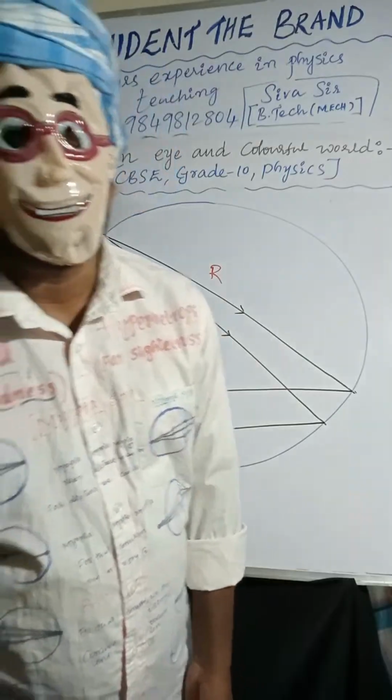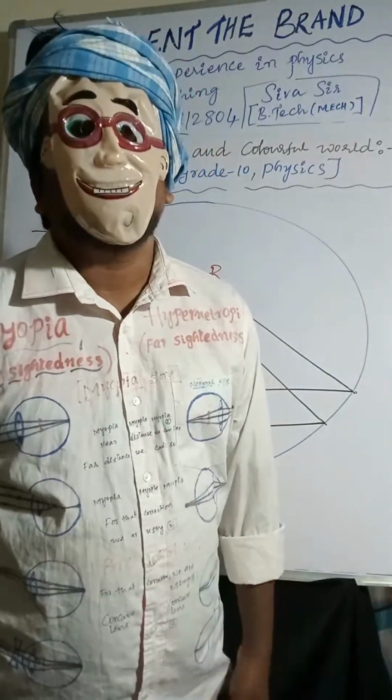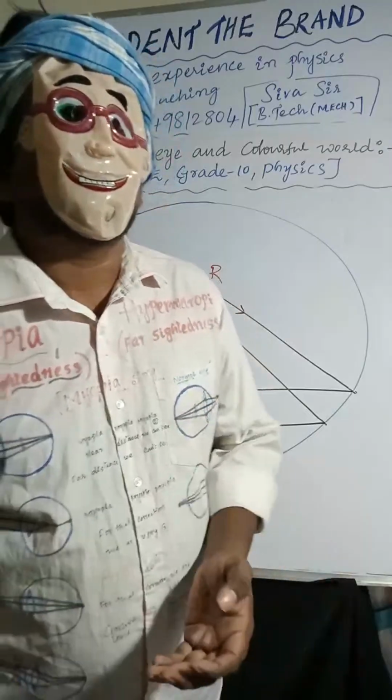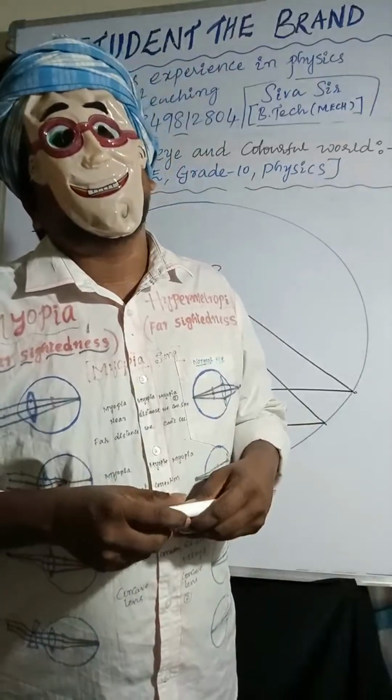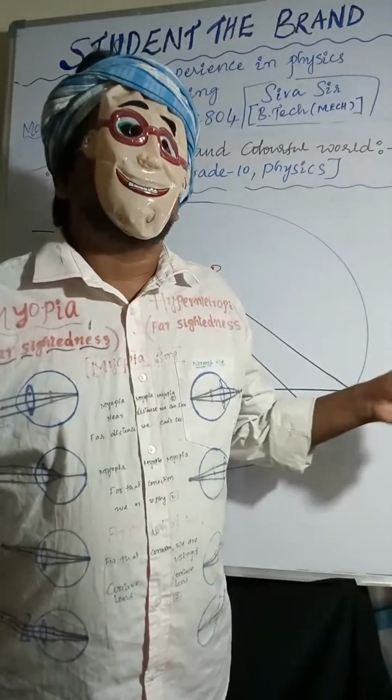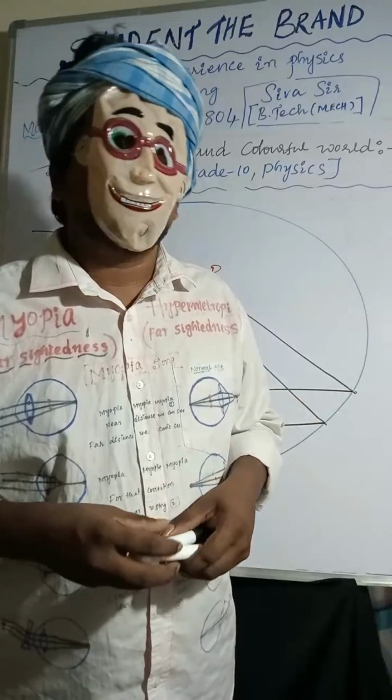And we can go through the Tyndall effect. The path of the light becomes visible when it is passing through a colloidal solution. That is the Tyndall effect.